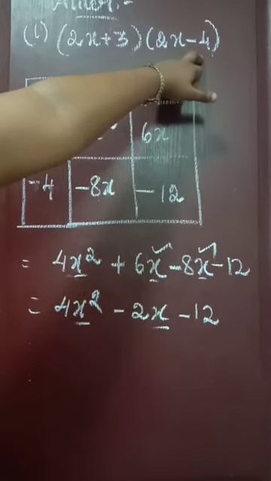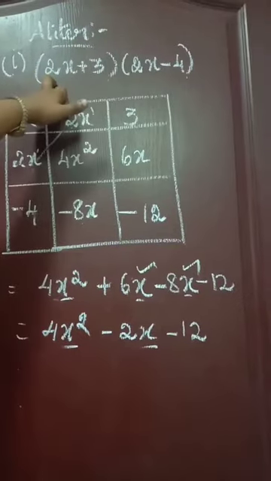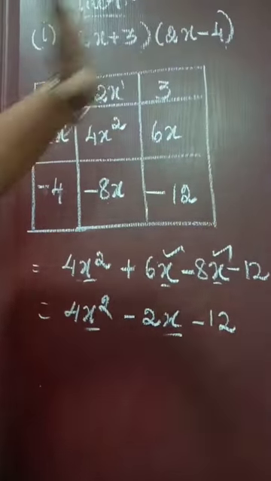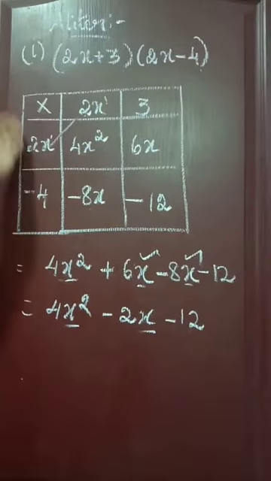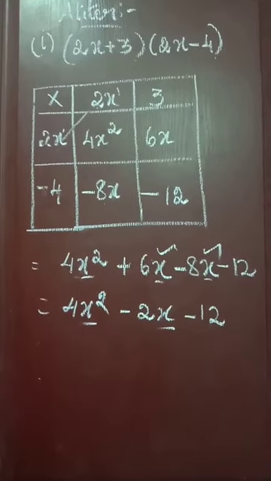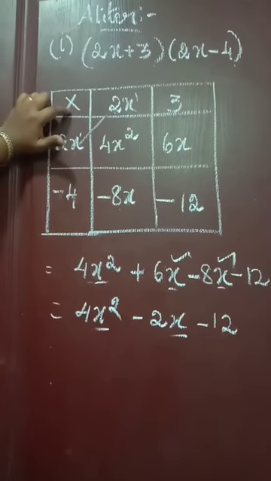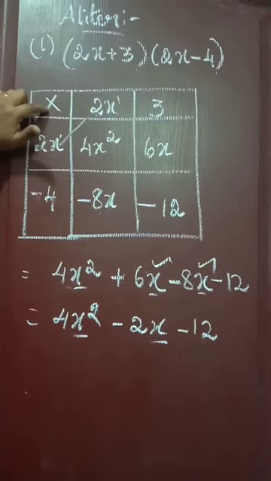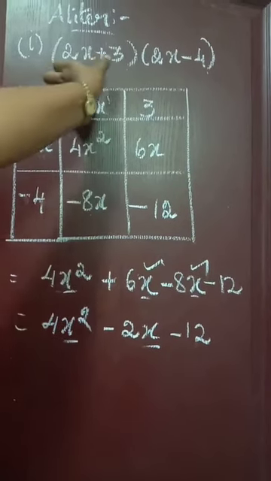This is the second bracket. You are going to multiply a binomial with a binomial. So using the tabular column you have to find the answer. Multiplication means first you have to put the multiplication symbol. So next, split the term.